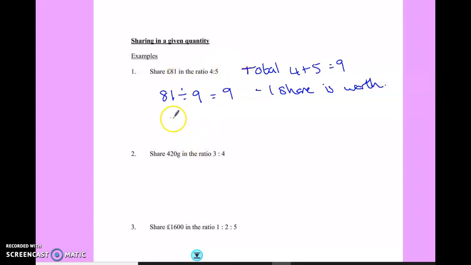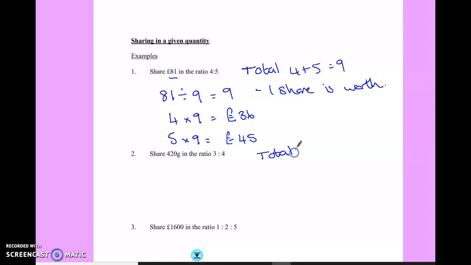I'm sharing it in the ratio 4 to 5. I do 4 lots of 9, which would be £36, and 5 lots of 9, which would be £45. And that's how much they would get each. And if you add the two together, it's always worth a wee check. 36 and 45 is 81. It should always come back to your total.